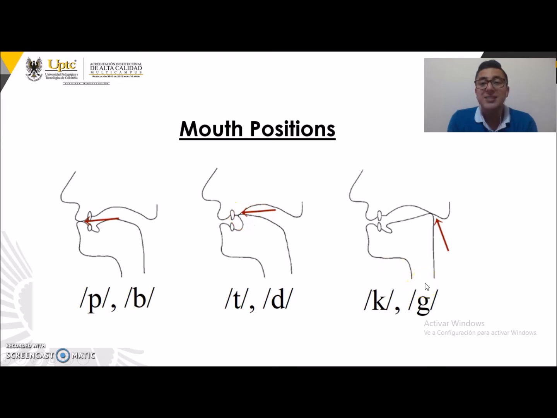And the last subgroup is K and G. If you produce this sound, you are going to realize that the mouth position is at the back of your throat, and you produce it like this.